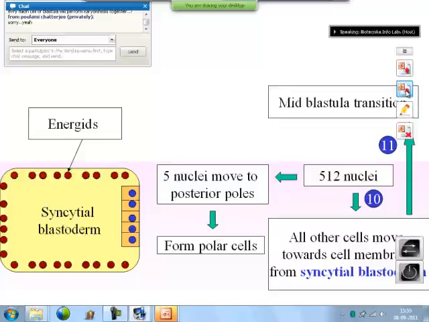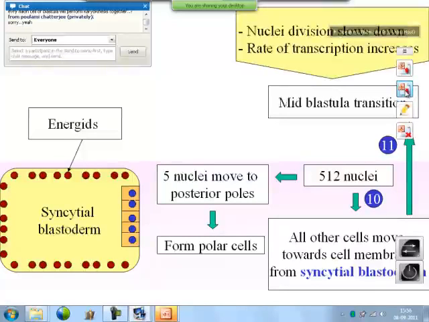After the 11th cleavage, what do you get? You get mid-blastular transition. So after syncytial blastoderm, the cells enter mid-blastular transition. Now in mid-blastular transition, what all things happen? Transcription of genes will take place, some proteins will be formed, and asynchronization of the nuclear division or the cell division will be seen.